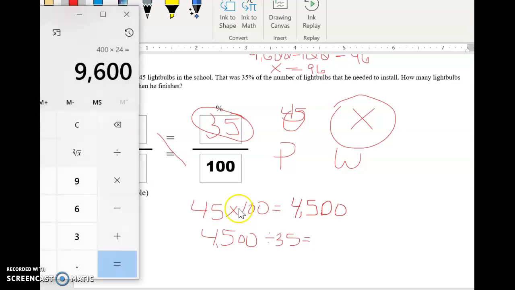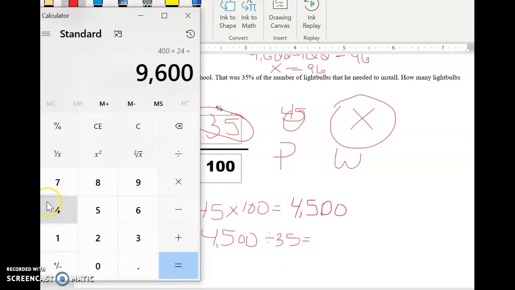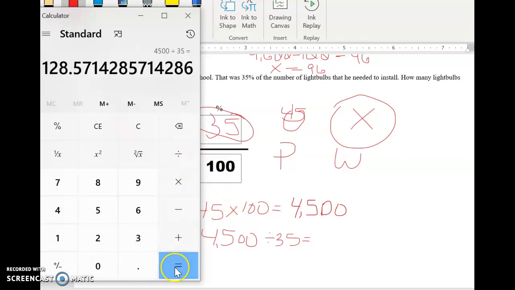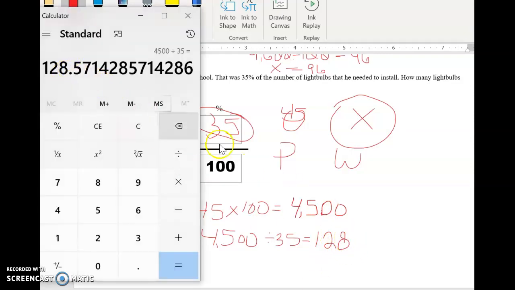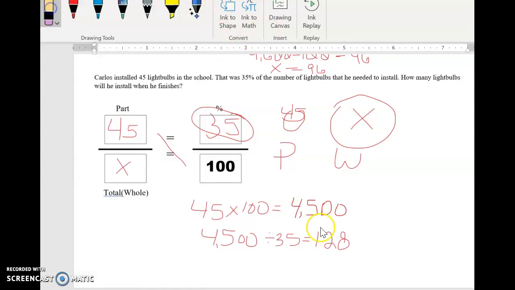And again, use a calculator if you do not know. This one might be, not sure. Okay, so I was going to say, I think this one might be a decimal. I'm just going to round it to the nearest whole number. 120, actually that 5 rounds that up to a 9. So that is 129. So he will have installed 129 light bulbs once he is done installing light bulbs. Carlos, that's a lot of work.